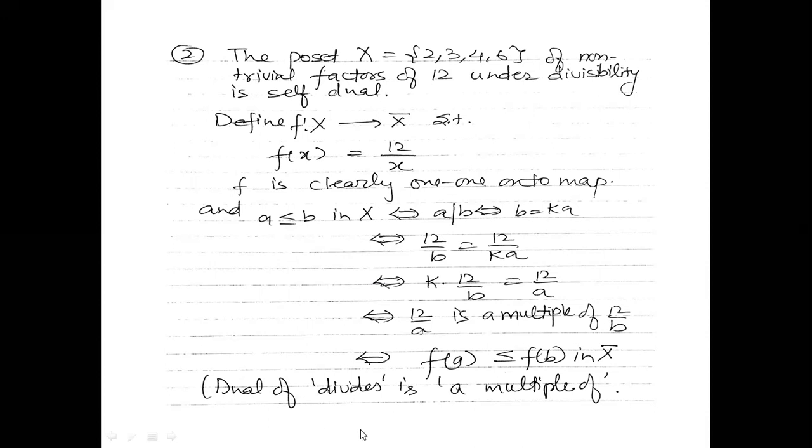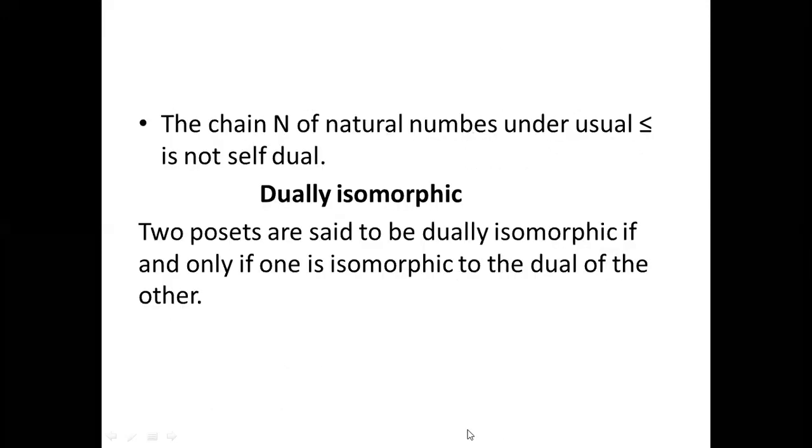So the dual of divides. Here the relation was divisibility. So its dual relation will be a multiple of. So here we have shown that A is related to B in X. That means the divisibility is given. And from that divisibility, we have proved here that 12 upon A is a multiple of 12 upon B. That is the converse of that relation. So f(A) is related to f(B) in X bar, and hence they are isomorphic.